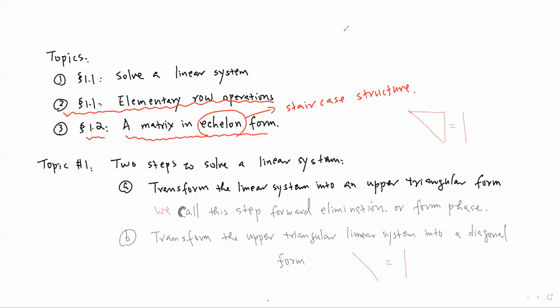Say, for example, this matrix 0, 0, 1, 2, 3, 0, 0, 0, 4, 5, 0, 0, 0, 0, 6. This matrix is in echelon form. You see? Step-like pattern. Okay, precisely, let me present the precise definition of echelon form.